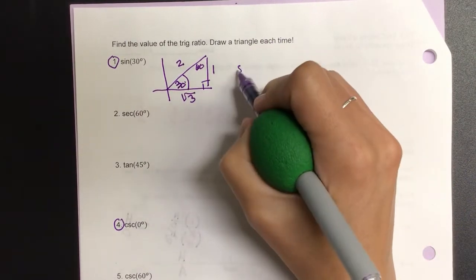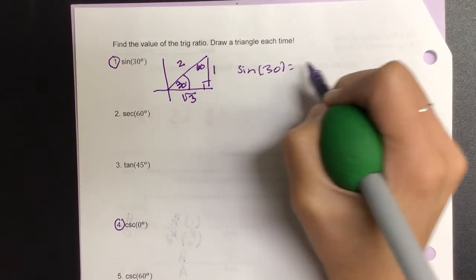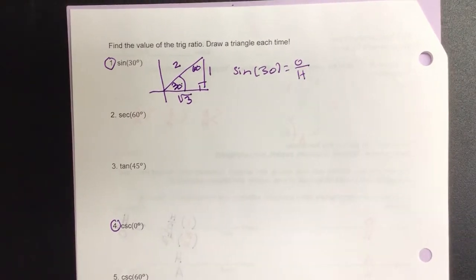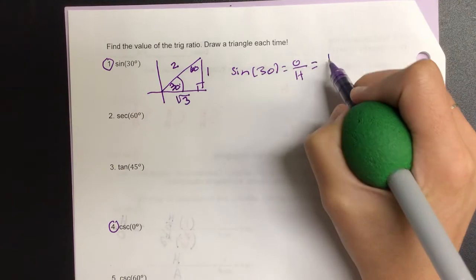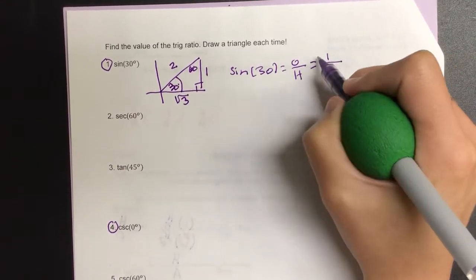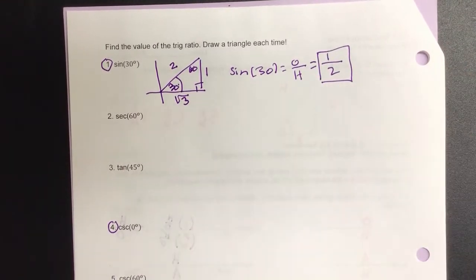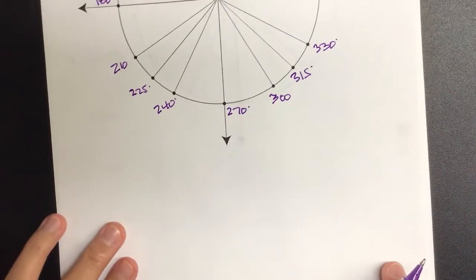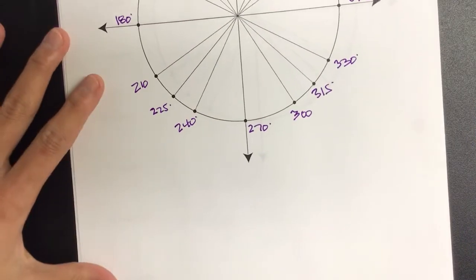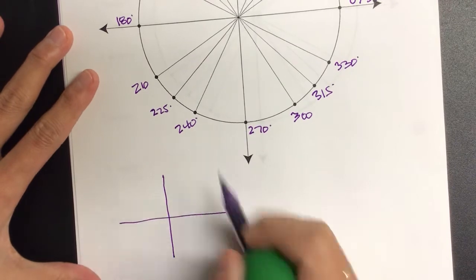So let's write out. Sine of 30 is opposite over hypotenuse. And our opposite of this one, when I jump from 30 degrees, is 1. Hypotenuse is 2. Is this anything new? No, it's not. Okay? So there's one thing that I have to mention on the unit circle. And I know I'm jumping back and forth. Sorry about that.